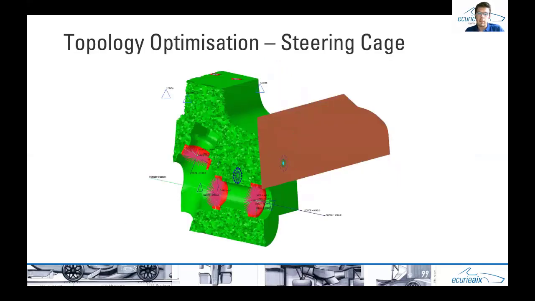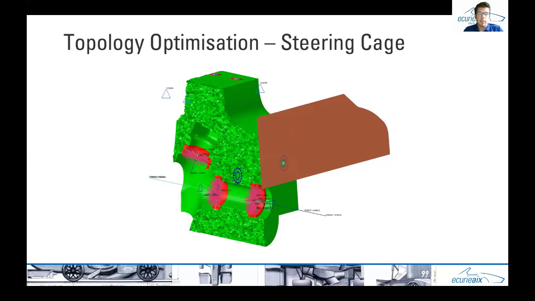Another example of another part in the car which we designed with HyperMesh is the steering cage. It's right behind the dashboard and stores our steering. And here we were able to save a lot of weight due to the fact that we used topology optimization, after which we printed the result out of aluminum.